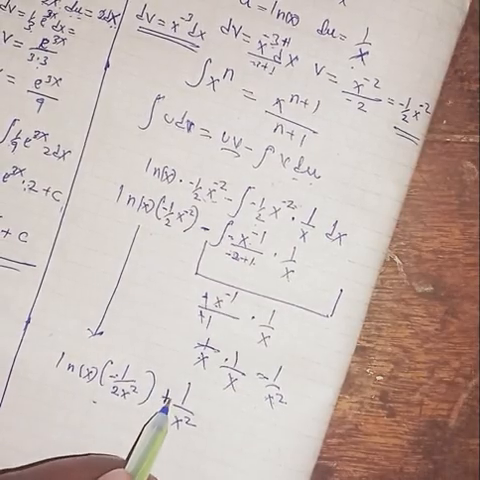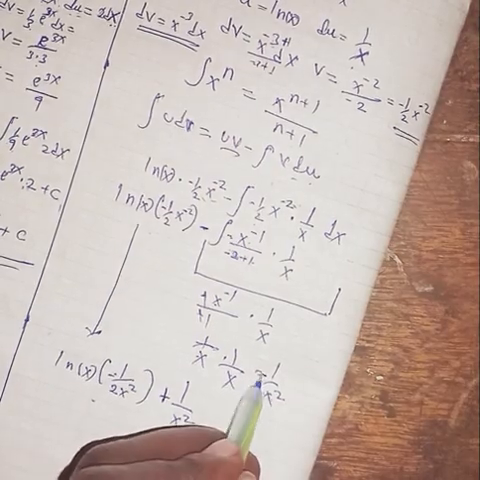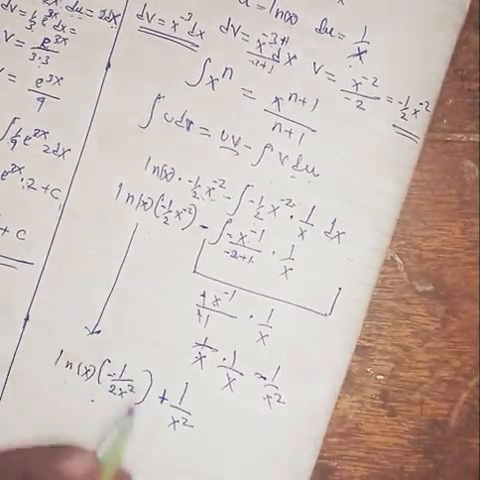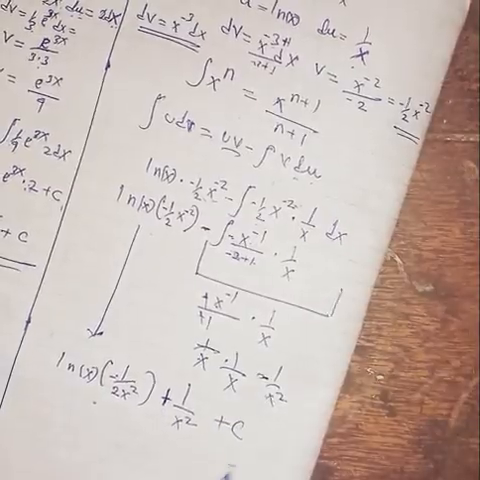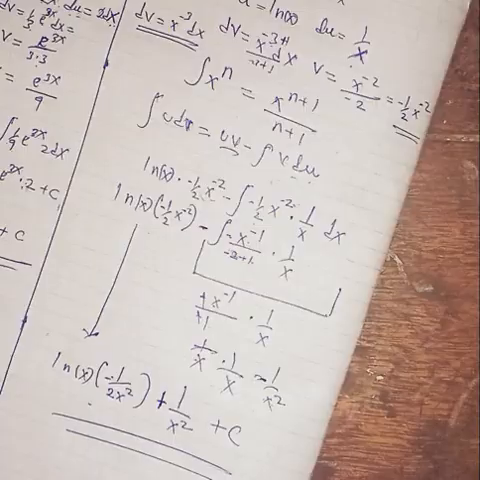We have here positive. Do you know why we have here positive? Because there was negative here and there is this negative, so it is positive here. That plus c. That's the answer. Hope guys you are following.